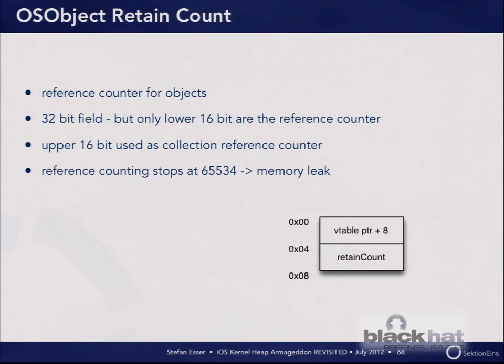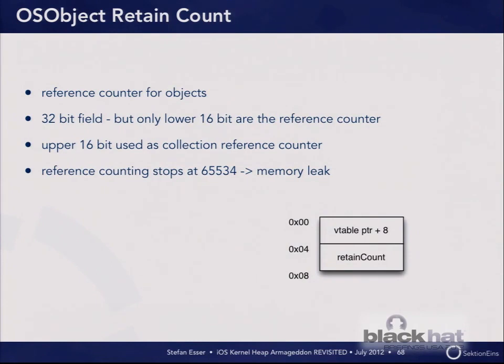Okay, so the other thing in this object is this retain count, which is actually interesting because it's not a simple reference counter. It's a 32-bit field that is split into two halves, and the lower 16 bits are the real reference counter, and the upper 16 bits are a collection reference counter. So the kernel keeps track of how often this object is inside a collection. And the funny thing here is that the reference counting stops at 65,534. If an object has more references, or when it tries to create more references, the kernel will just ignore those and not increase them, but it will also not decrease them anymore. The moment this number is hit, it's just frozen. So this object cannot be freed anymore. So this is very simple. If you have a way to create that many references, you can leak memory and easily crash the kernel by creating a lot of objects, because in the end the kernel doesn't have memory anymore.